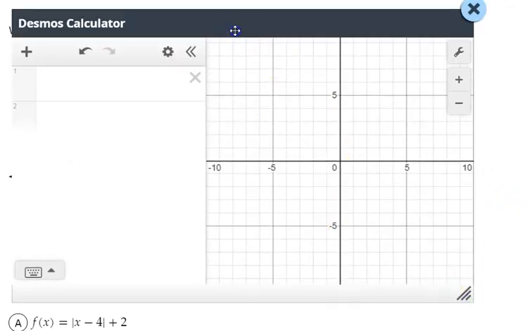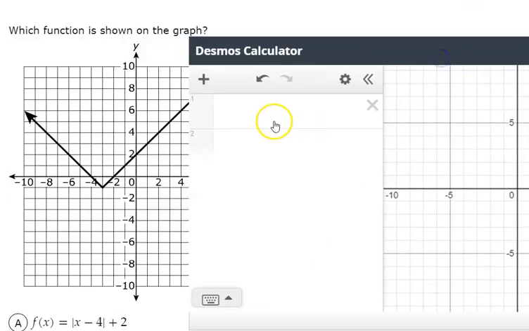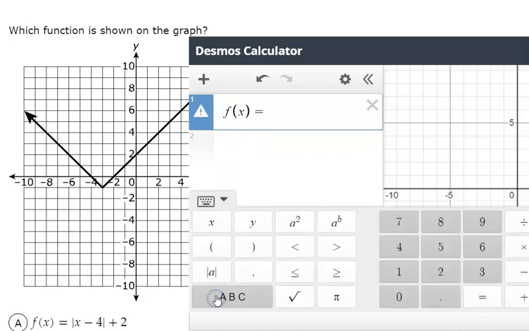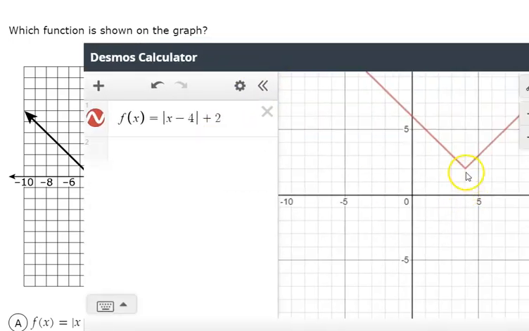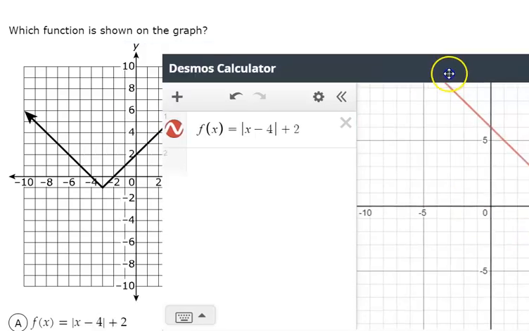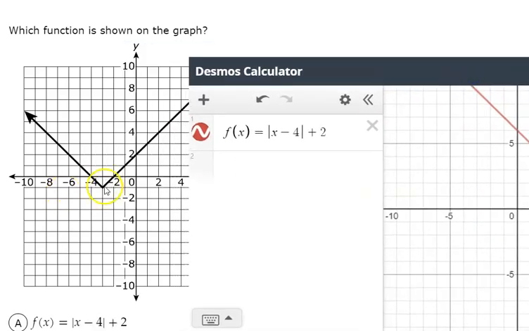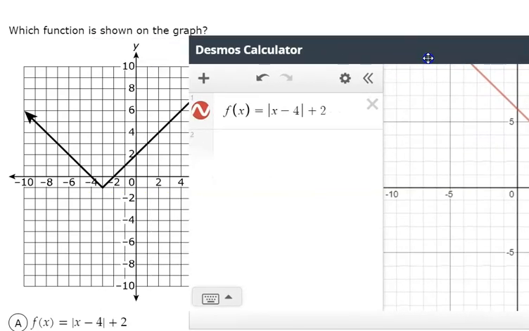So I'm going to go ahead and type in the first answer, and that's f of x equals absolute value. On your keyboard, that's down here on the bottom. And we'll type x minus 4, and then we'll go outside the absolute value and type the plus 2. And so when you type that, you'll notice the vertex is over here in the first quadrant. It's not in the third quadrant where it needs to be. So this answer doesn't work.